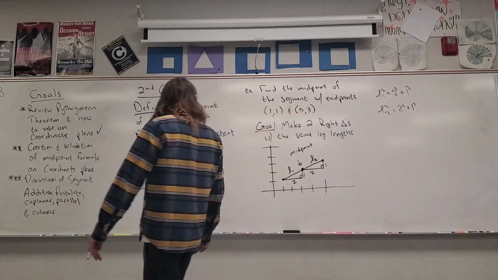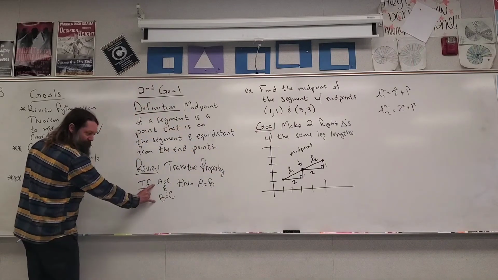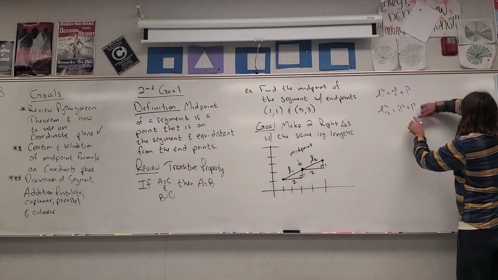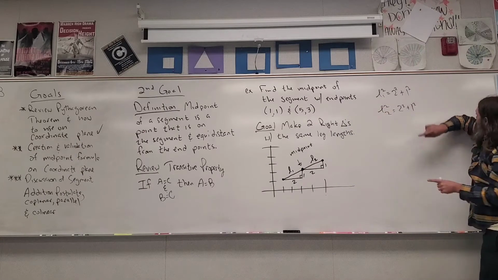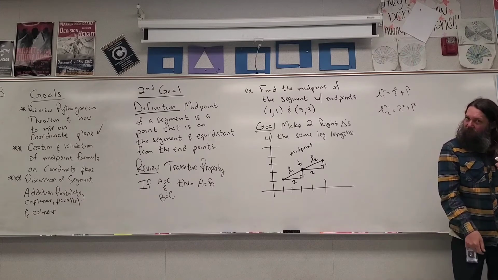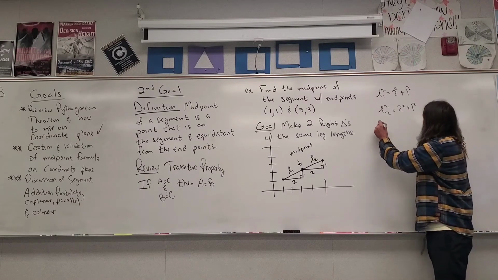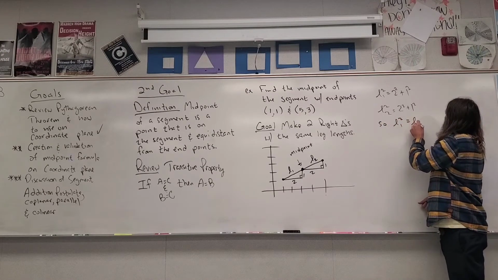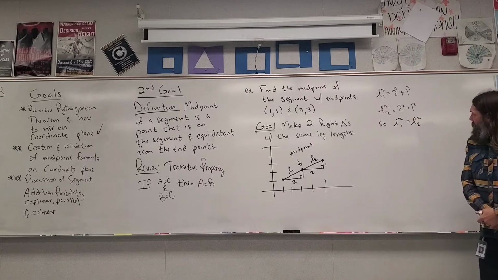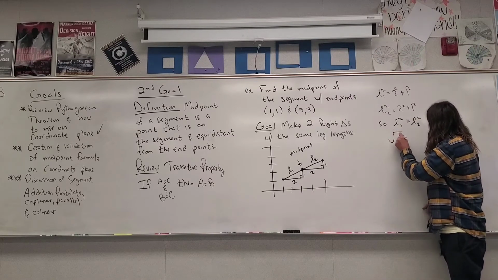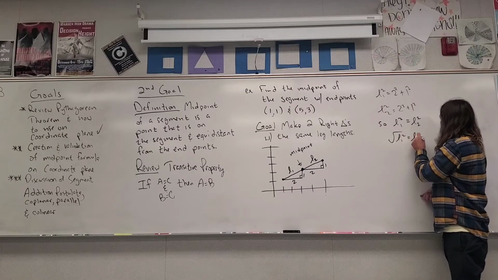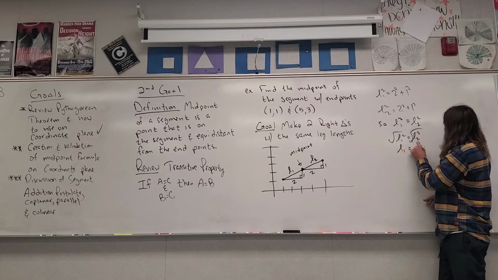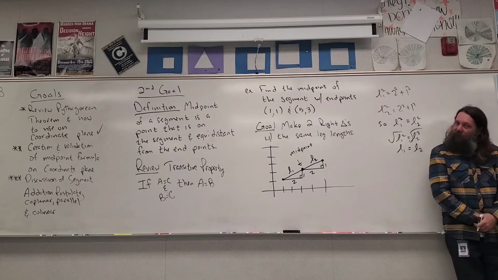Now, I've created the transitive property using the Pythagorean theorem. I have two things equal to the same thing. Length 1 squared and length 2 squared are both equal to 2 squared plus 1 squared. So what that means is length 1 squared is equal to length 2 squared. And if I square root both sides, I get the fact that length 1 must be equal to length 2. So I know how to find the midpoint.